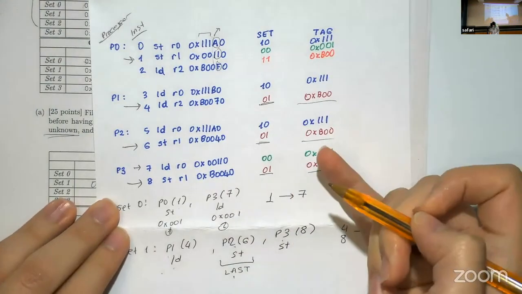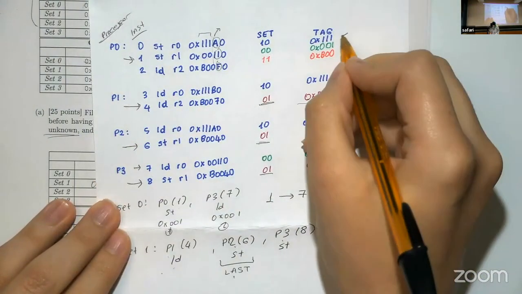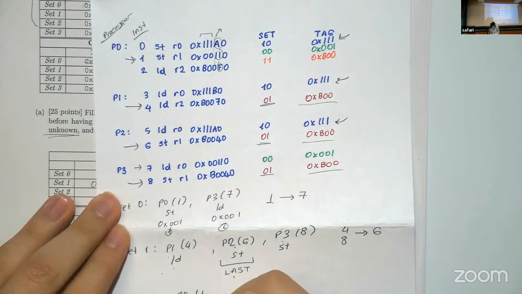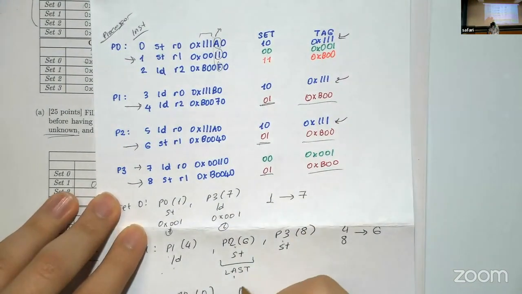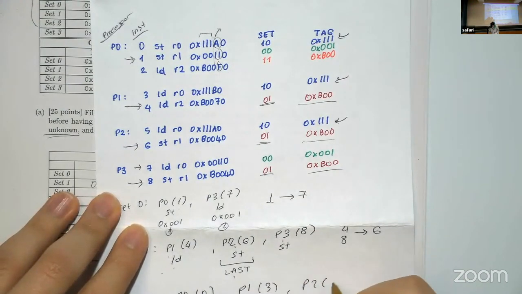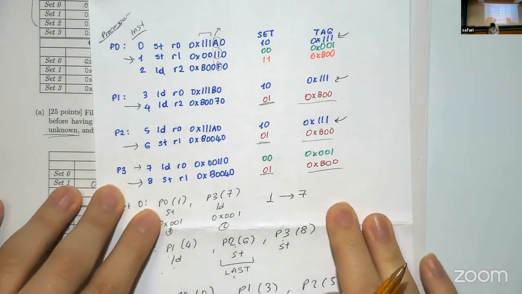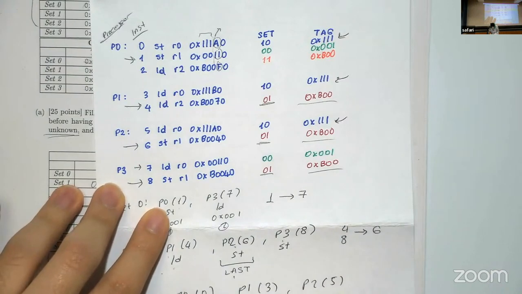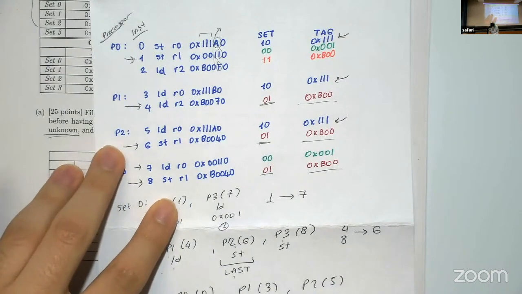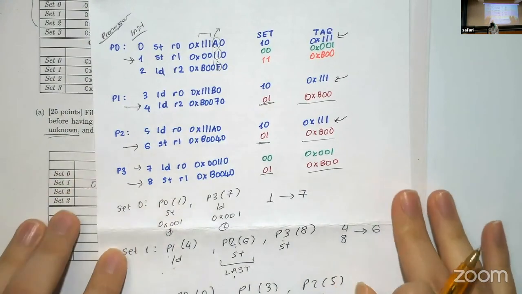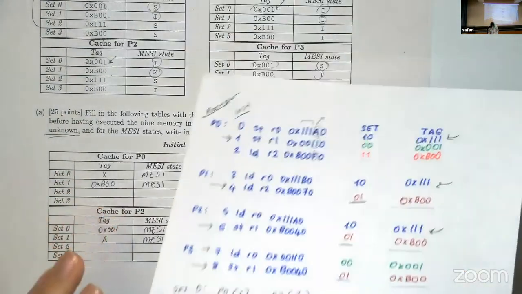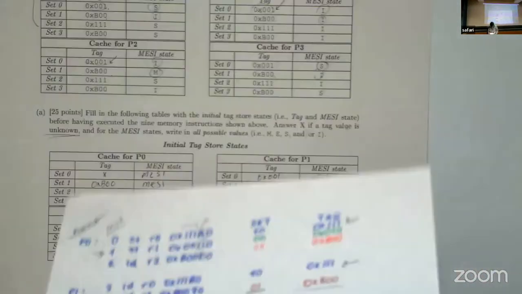Here for set 2, we have these: P0, instruction 0; P1, instruction 3; P2, instruction 5. This one is a store, this one is a load, and this one is another load. Again, the tags all match, so we don't need to think about them.